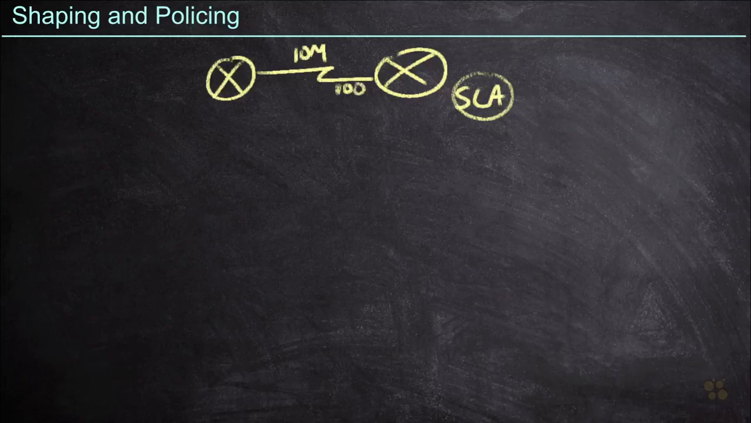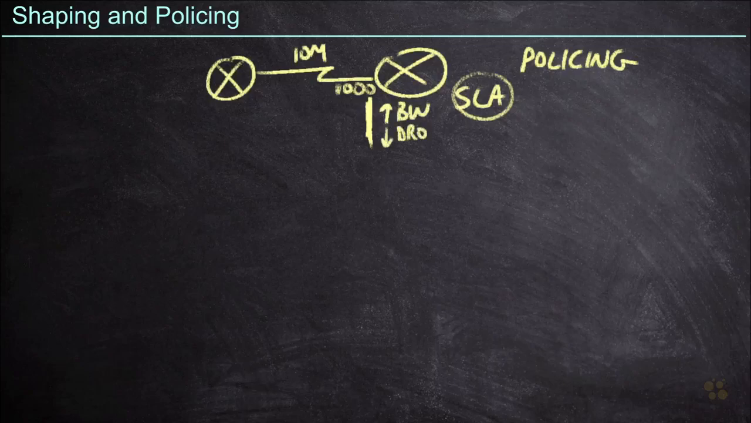But what if this is a 100 meg connection or 1,000 meg? What if it's a gig Ethernet connection? How do I make sure that I'm abiding by that 10 meg SLA? The answer to this is policing. We can use traffic policing to drop any traffic that exceeds our SLA. It effectively forms a barrier, so to speak, where if we exceed the bandwidth that we've agreed upon, we're going to start dropping that traffic.